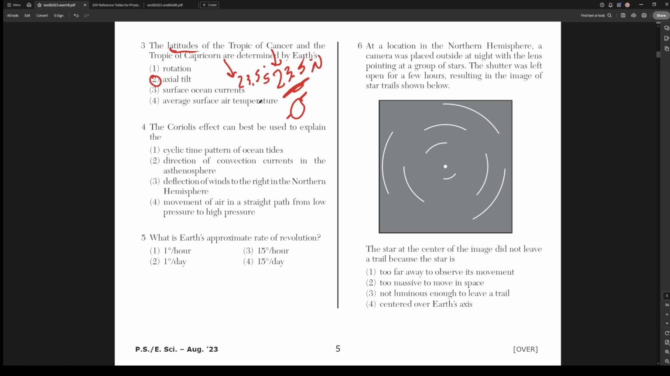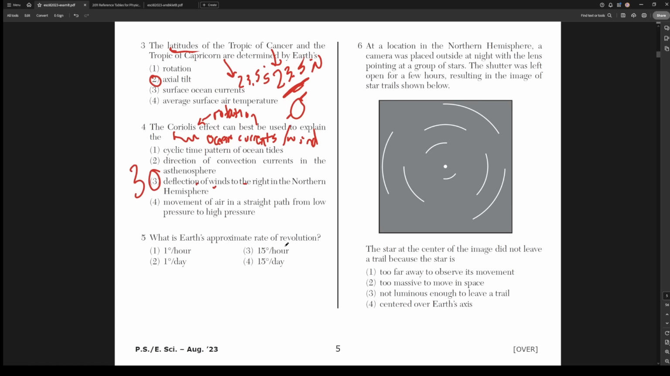The Coriolis effect can be best used to explain what? The Coriolis effect is due to the Earth's rotation. That's something you have to remember. So you're looking for something like spinning or rotation. And then it also causes two things. So this one is what it causes. It's going to cause the ocean currents to change directions, and the wind. So those are the three things there. So deflection of the wind is the best answer.